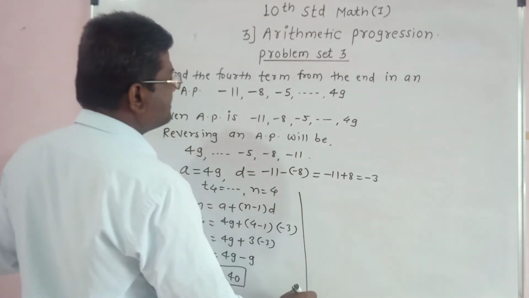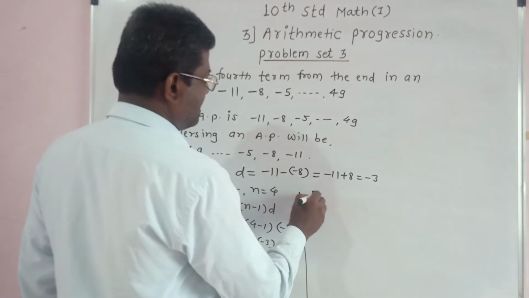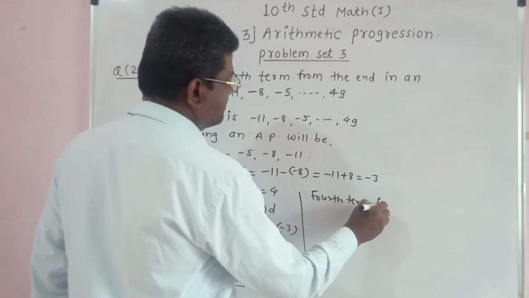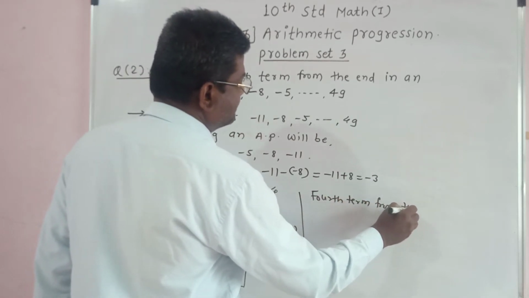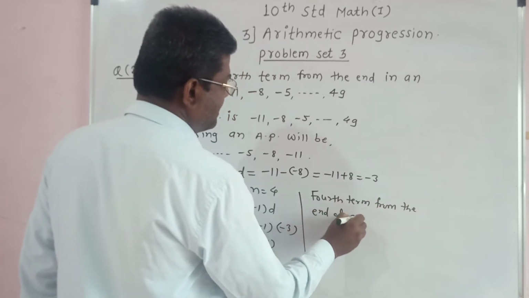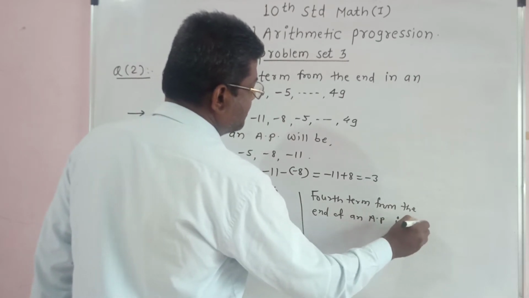Therefore we write: the fourth term from the end of an AP is 40.